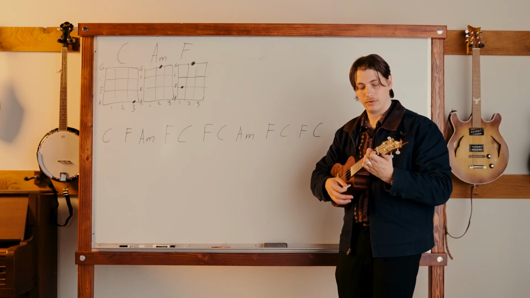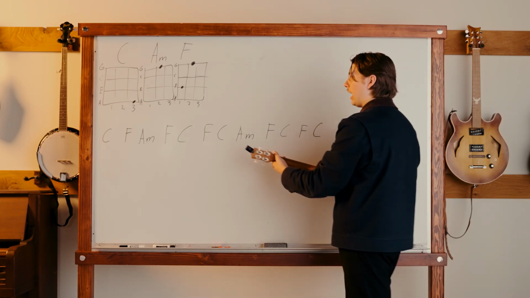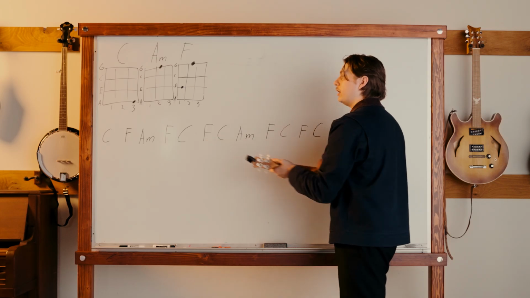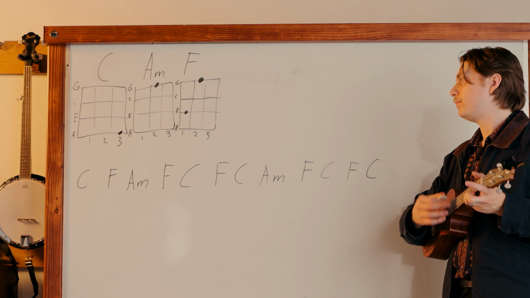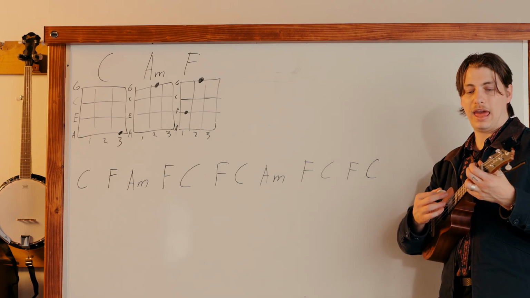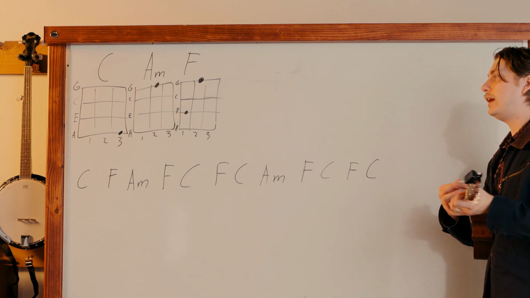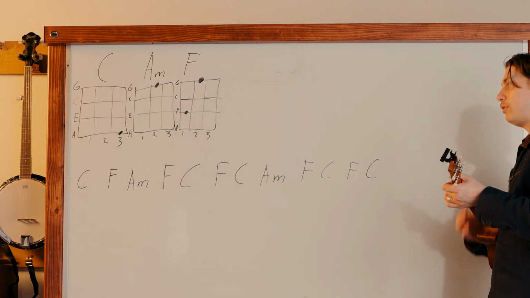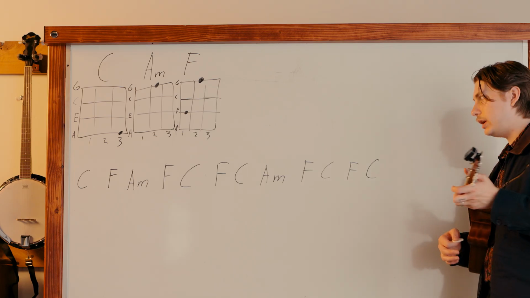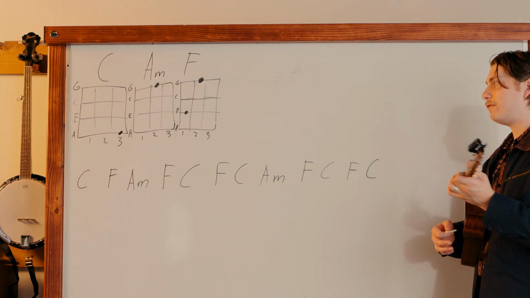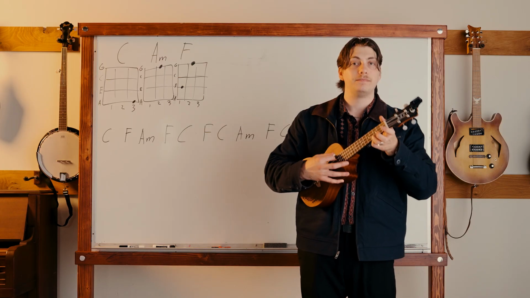You can do this. Ready? C, 2, 3, 4, and F. We're right here. 2, 3, 4. Then C, 2, 3, 4. Then A minor, 2. We're right here. 3, 4. And then F, 2, 3, 4. And then C, 2, 3, 4. And then F. We're right here. We're going to end it on a C.